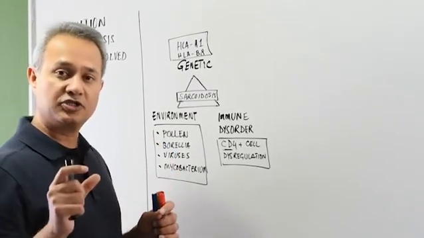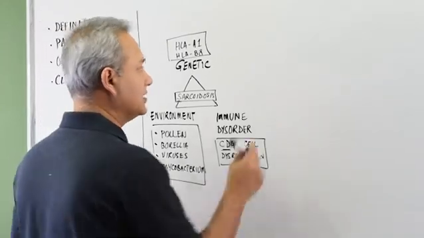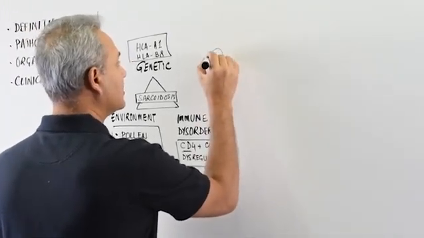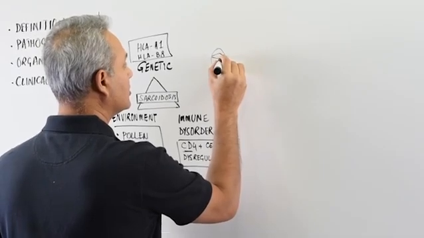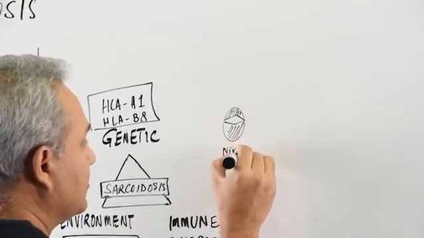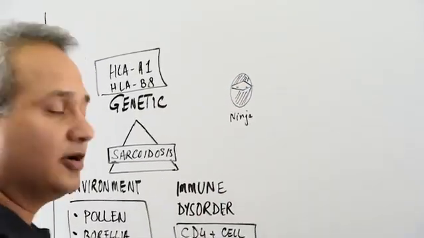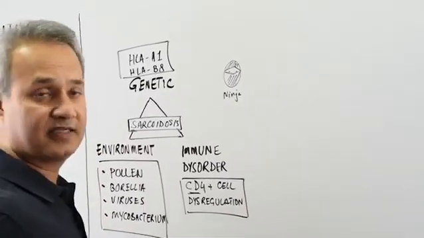Mechanism of production of non-caseating granuloma. So what happens is this. Let's say this is the antigen, the ninja antigen, that we do not know the origin of. Maybe one of these or maybe something else.